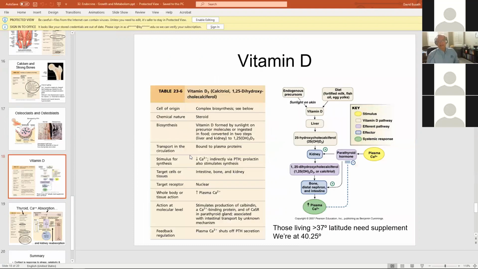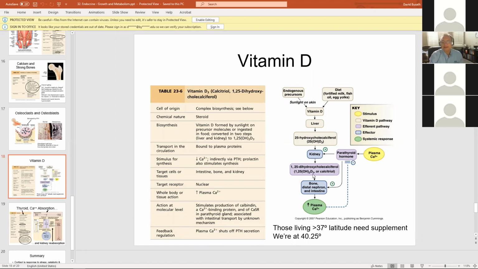This is vitamin D metabolism. Let's think about it for a sec. Parathyroid hormone stimulates the kidney to make 1,25-dihydroxycholecalciferol. I guess this slide doesn't show it stimulating the liver to make 25-hydroxycholecalciferol. I thought it did, so I might have jumped the gun on that. I thought I read that on the internet, but at least it stimulates the kidney. So let's leave it at that.